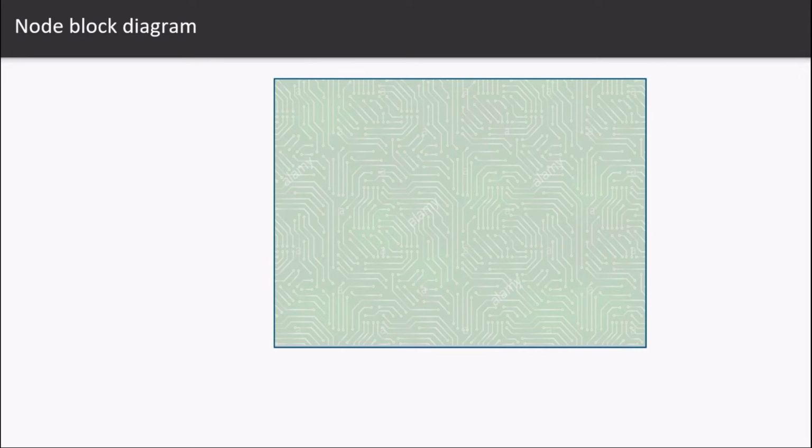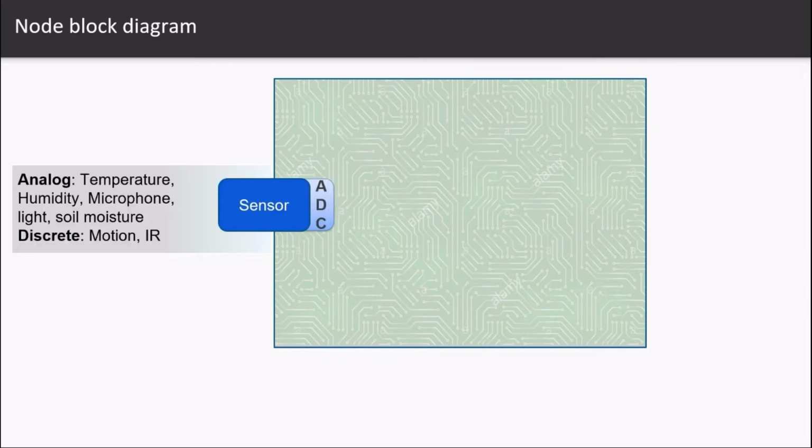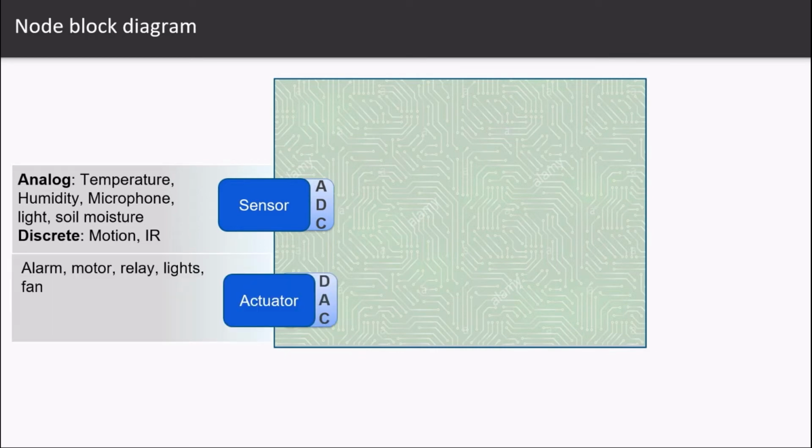The way in which a node reads and writes data to and from the environment is by using two types of entities. The first one is the sensor, which actually senses the data from the environment. And for all analog types of sensors, it needs an analog to digital converter as well. The second type of entity is the actuators, which allow the nodes to make changes in the physical environment. And similarly, for all analog types of actuators, we need a digital to analog converter.